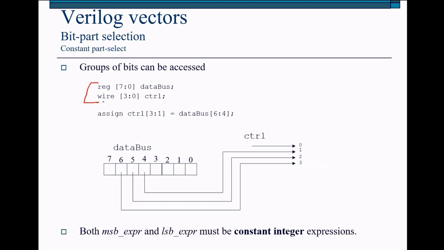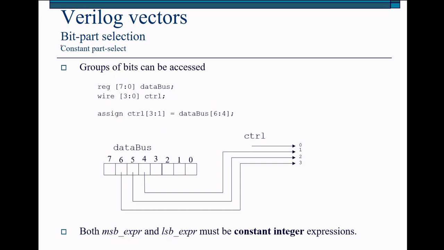The convention we use when we create vectors is that we go from a high value to a low value, and we have to follow the same convention with bit part select. So the most significant expression, which is 3 here, will have to be greater than the least significant expression, which is 1. And the same with our bit part selection on the right hand side.